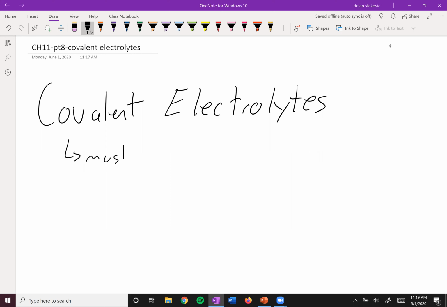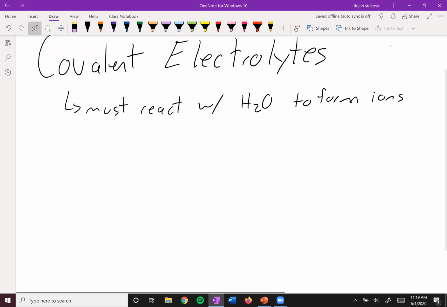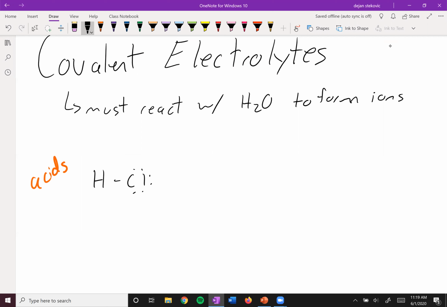And so in order for this to occur, what must happen is the covalent compound must react with the water to form ions. So the most common example of this is acids and bases. So think about what acids are. We have HCl here, right? Hydrochloric acid. Remember that acids are proton donors.